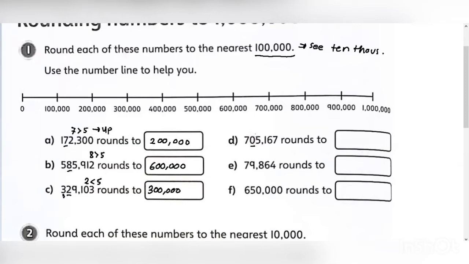For D, we have the number 0 here as the 10,000. 0 is also less than 5, so we just keep the number. It is 700,000.